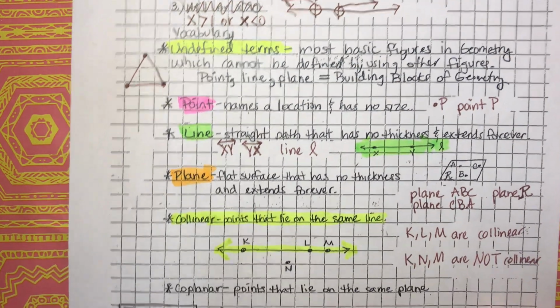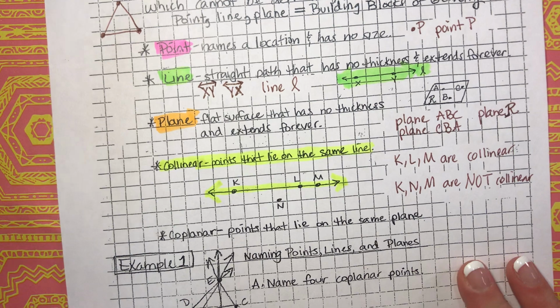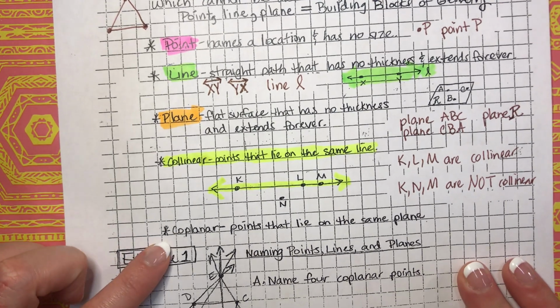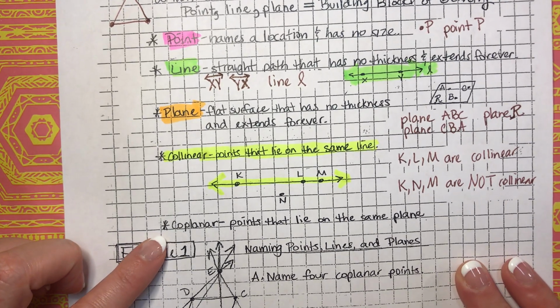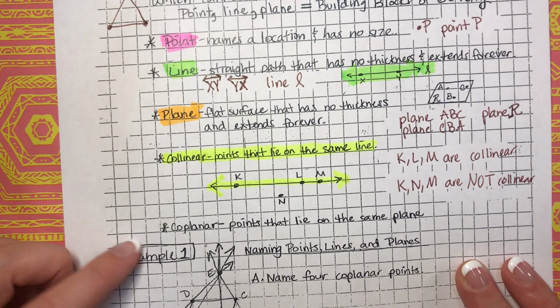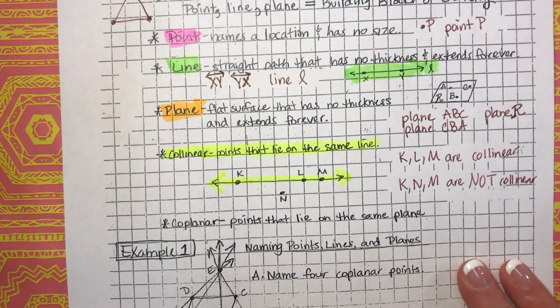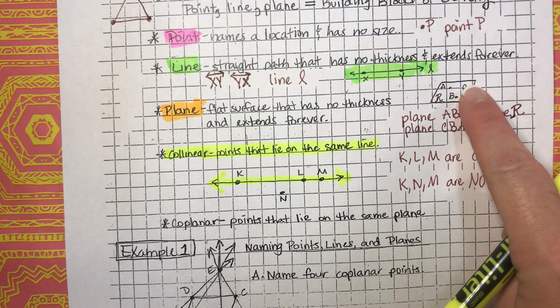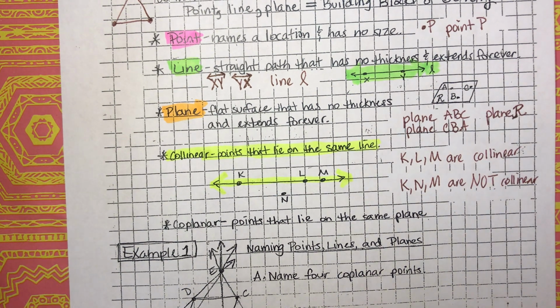Okay, we talked about collinear. Let's go ahead and talk about coplanar. Coplanar are points that lie on the same plane. Okay, so points that lie on the same plane. So right there, A, B, and C up here, those would be coplanar points.